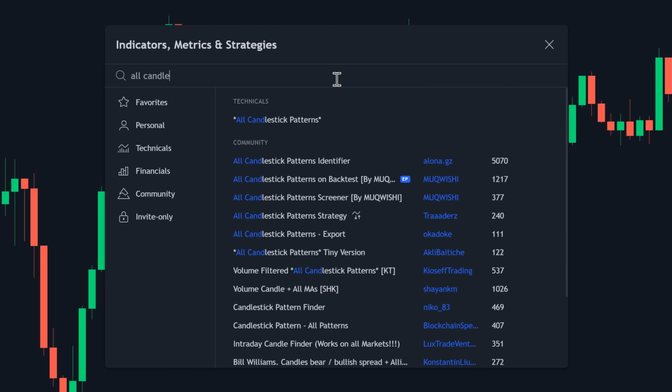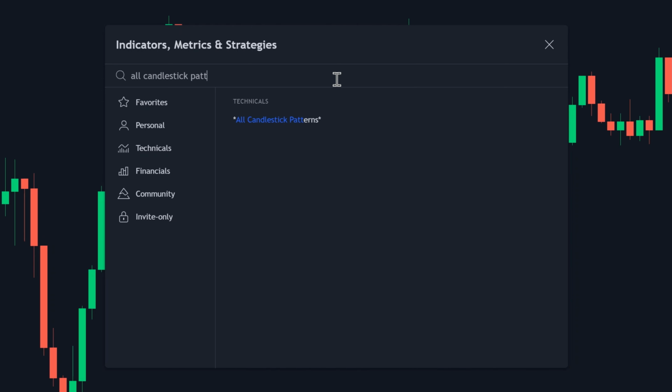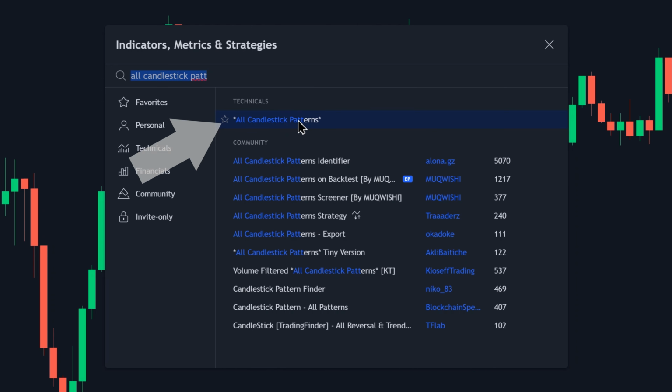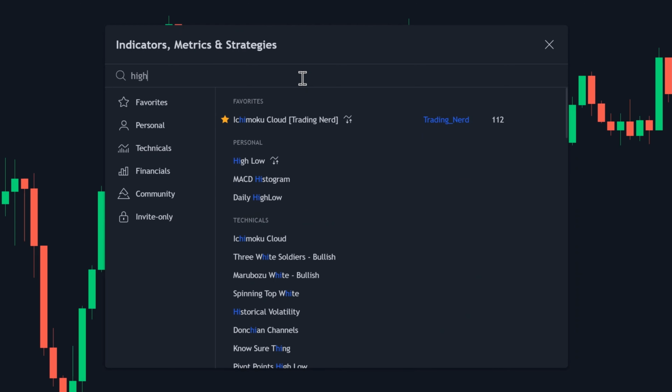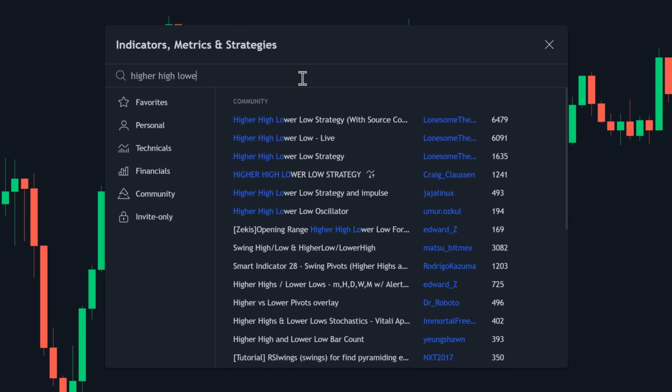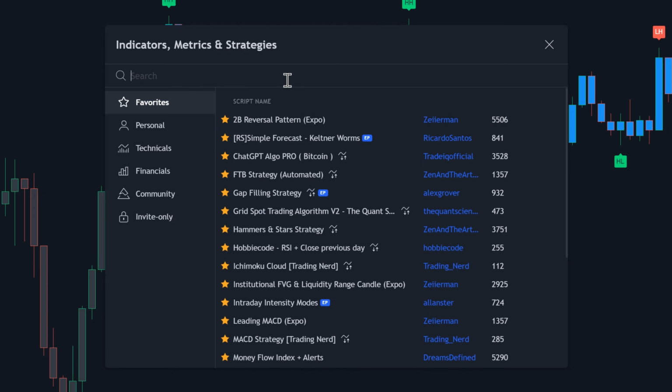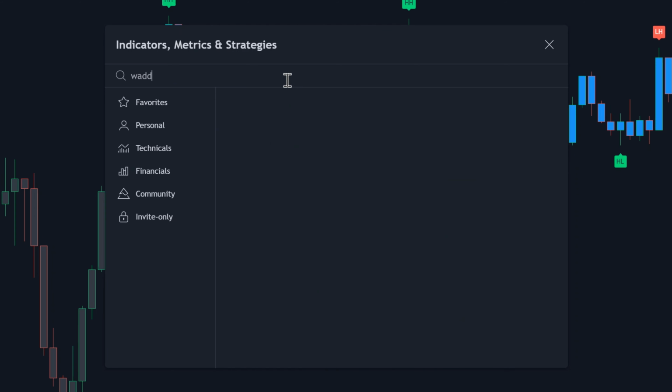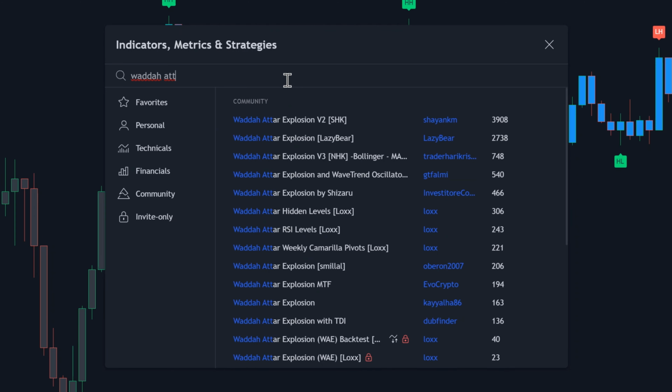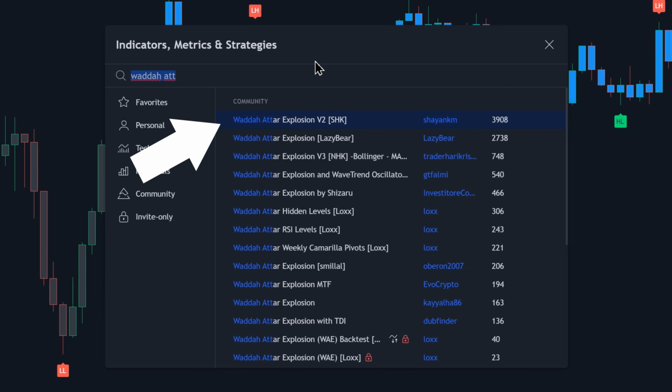After that, open the indicator search tab by clicking right here, and then type out the first indicator, which is called All Candlestick Patterns. This one under technicals. Next, type in higher high, lower low strategy. This one by Lonesome the Blue. The last indicator that we need is this one called Waddah Attar Explosion V2. This one by Cheyenne KM.